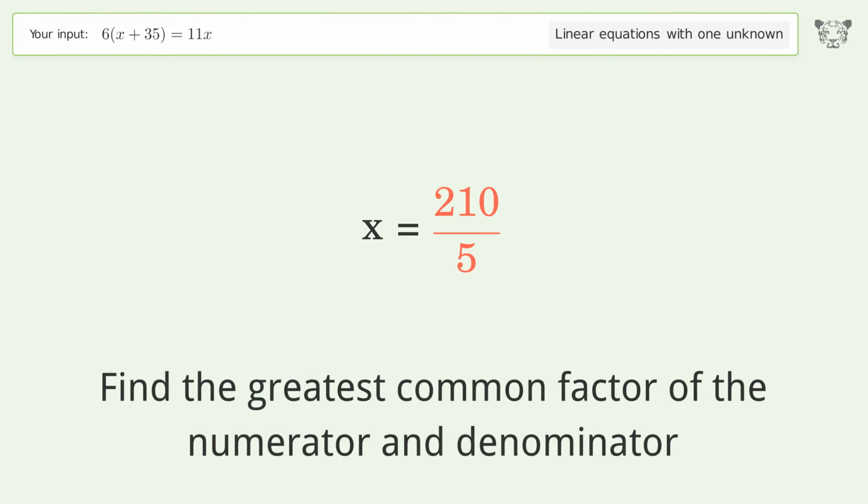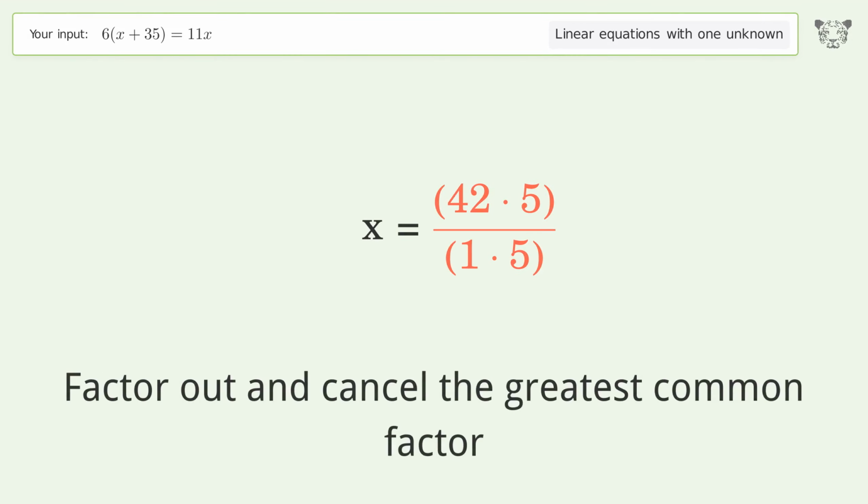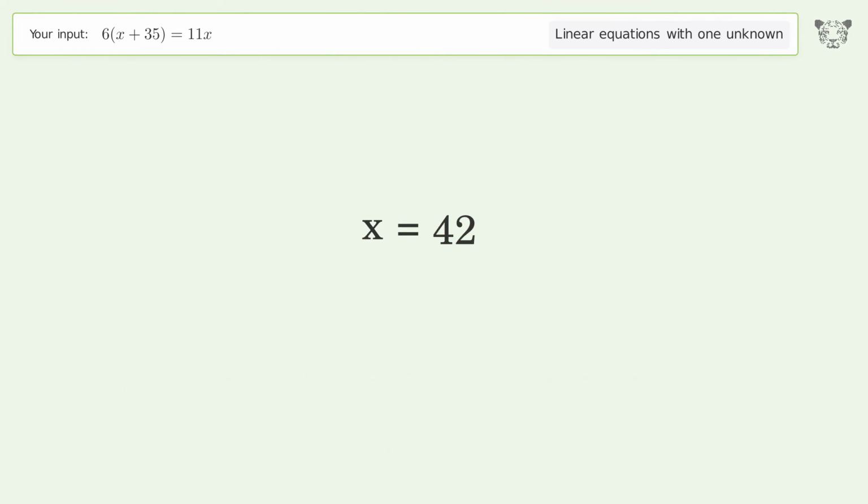Find the greatest common factor of the numerator and denominator. Factor out and cancel the greatest common factor. And so the final result is x equals 42.